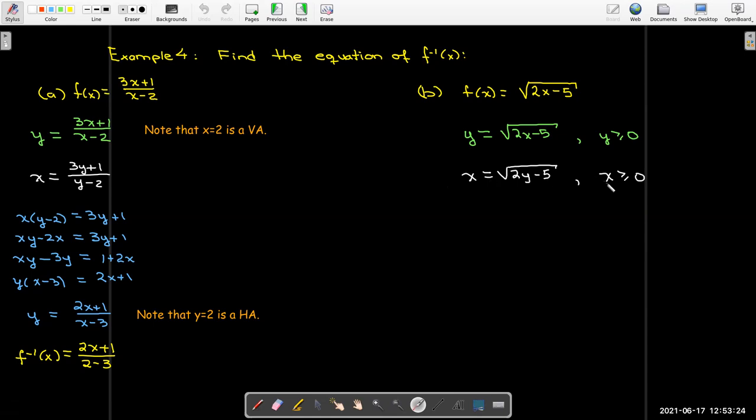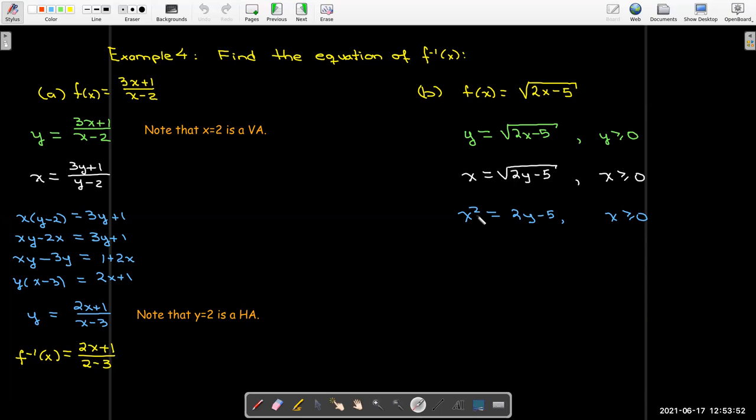And note that this means that x has to be positive, because now x equals radical 2y minus 5. Well, why am I writing this inequality down, x greater than or equal to 0? Because the next step is to square both sides. And now I've lost some information when I do that. When I square both sides, it's not clear.